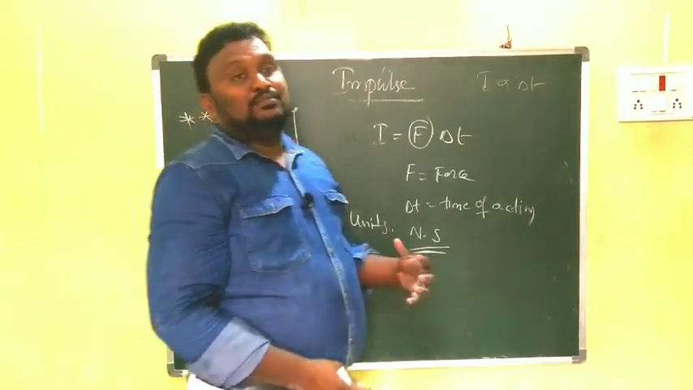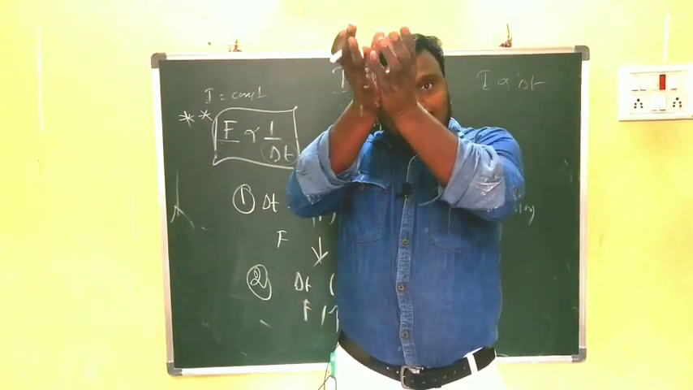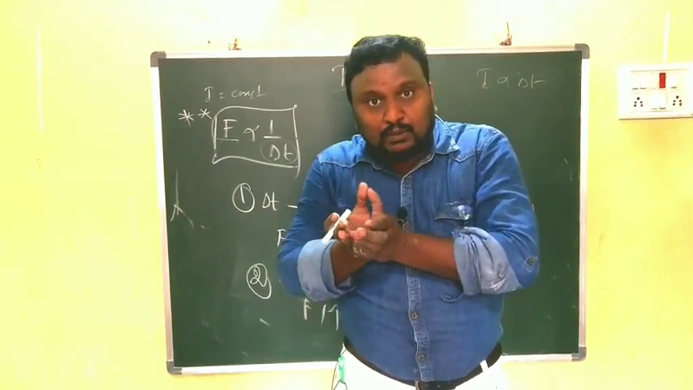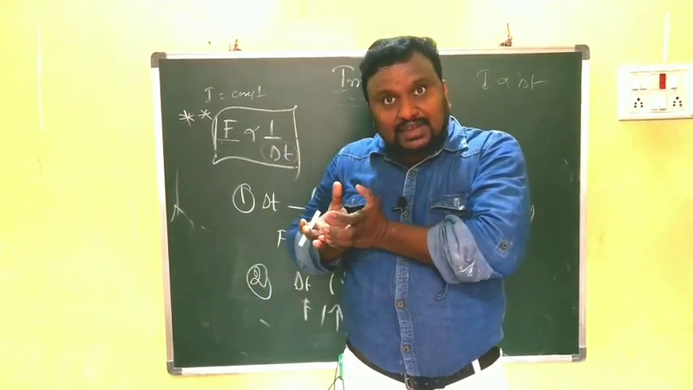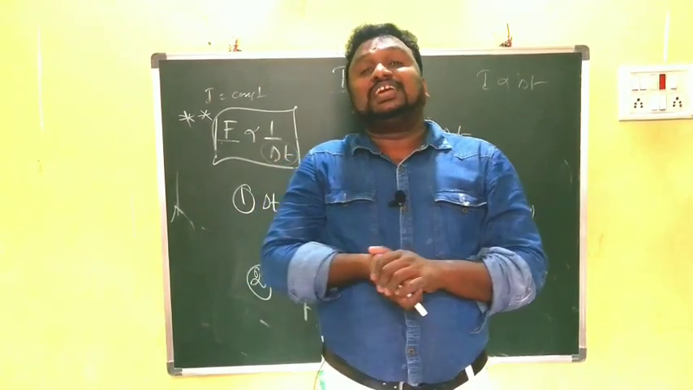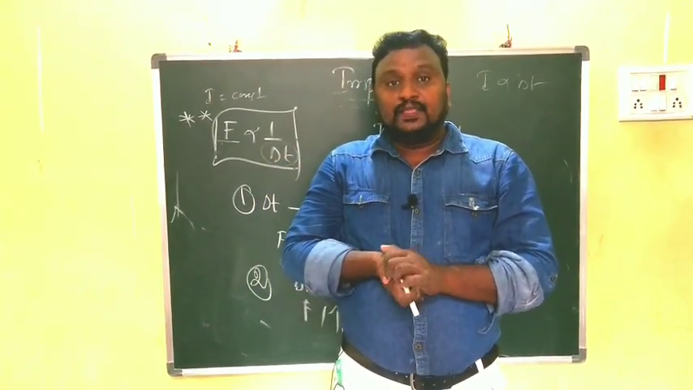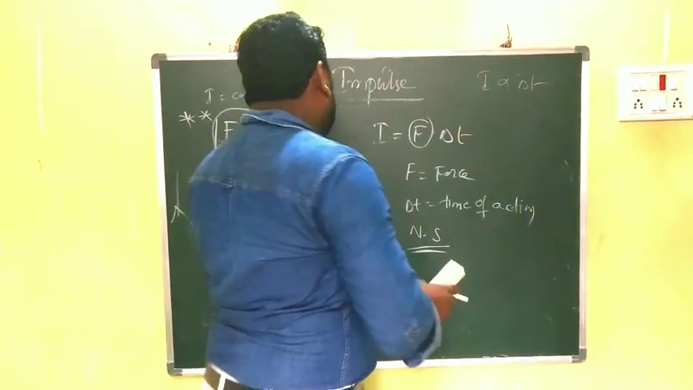So that is the example for all those questions: why a player takes his hands back while catching the ball, to get less hurt. Why? While he takes his hands back, the time of action increases. That's why the effect of force decreases. Clear, children? Now here we have another definition for impulse. Let us see.